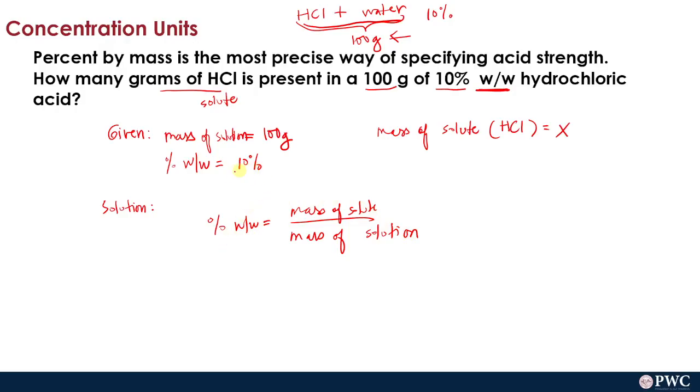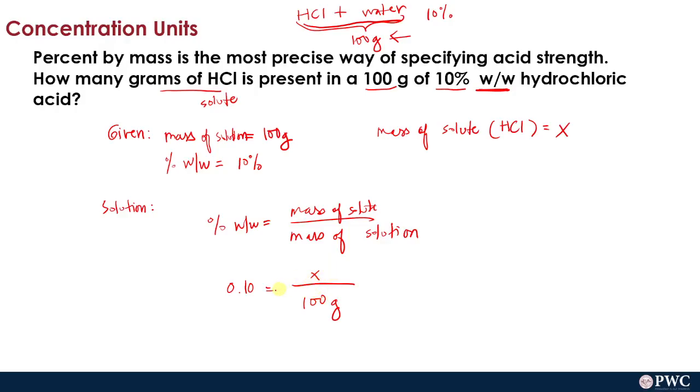To make it easier, let's convert this into its decimal form. This is equal to 0.10, which is equal to the mass of the solute. Again, we are finding this one, so we'll use X for now. Then the mass of the solution is also given, 100 grams. Now we're looking for the value of X here.